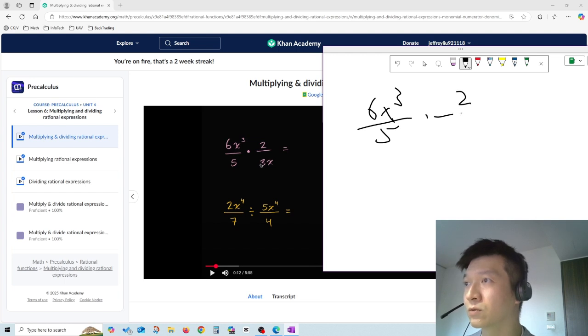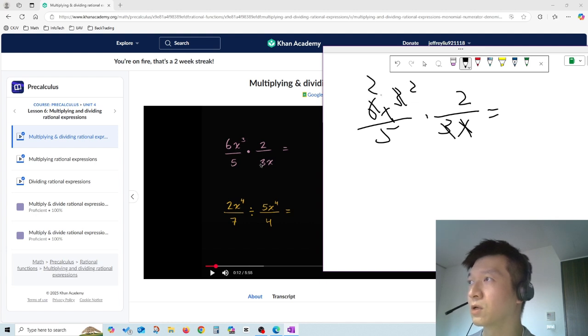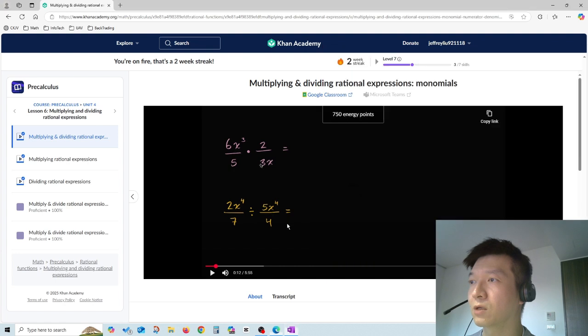times 2, 3x. So although this is categorized as precalculus, you should be very familiar with this if you are at this level, okay? So you can get rid of this, and this becomes 4x to the power of 2 and divide by 5, right? So this is our answer.